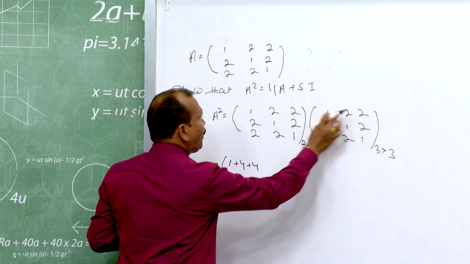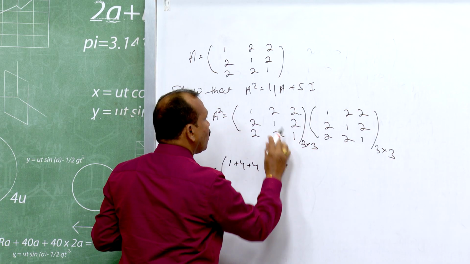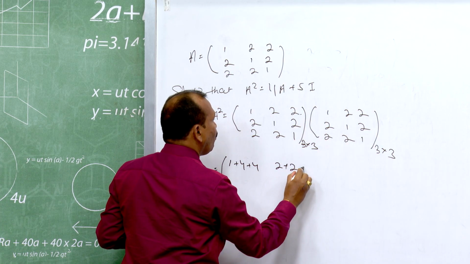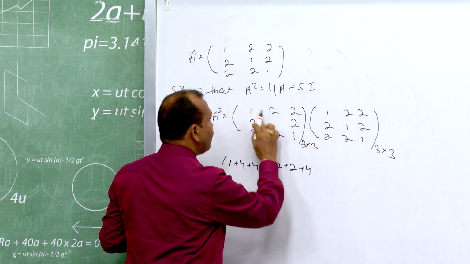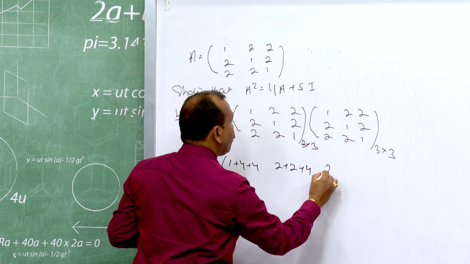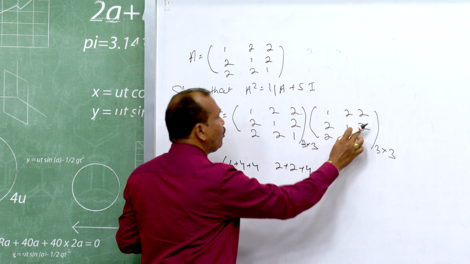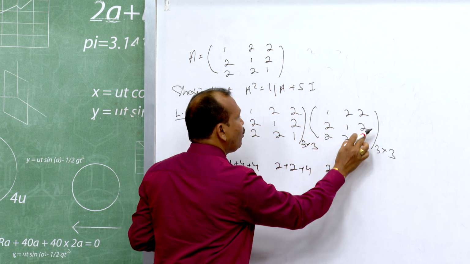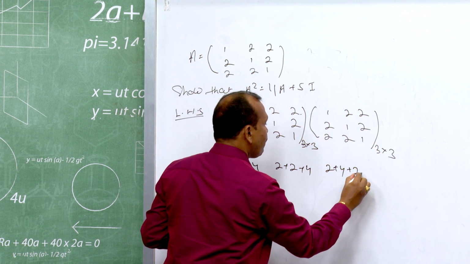Then 1 into 2, that is equal to 2, plus 2 into 1, 2, plus 2 into 2 is equal to 4. Then 1 into 2, 2, 2 into 2 plus 4, 2 into 1 that is equal to plus 2.